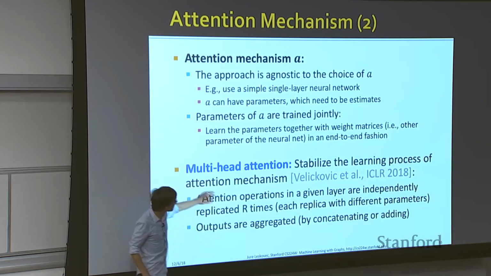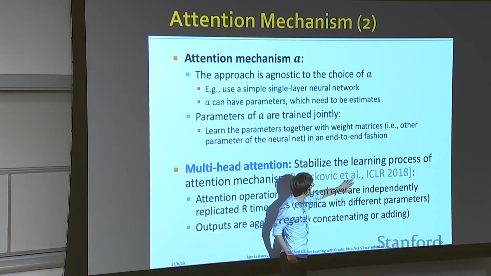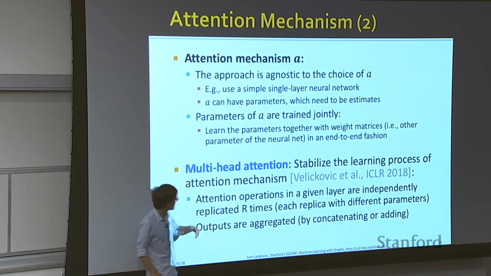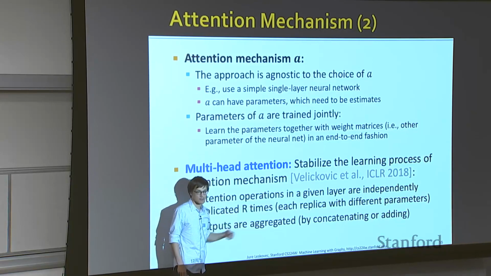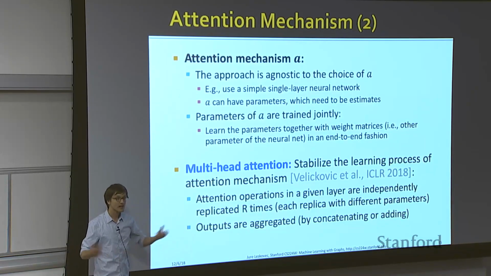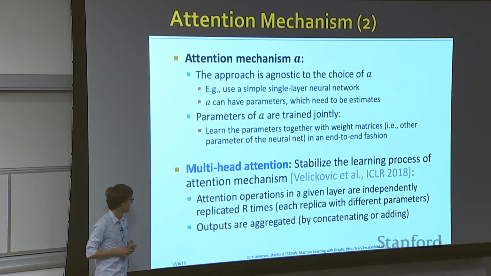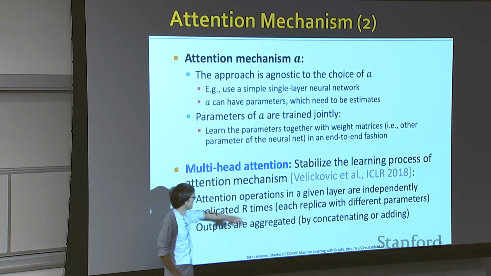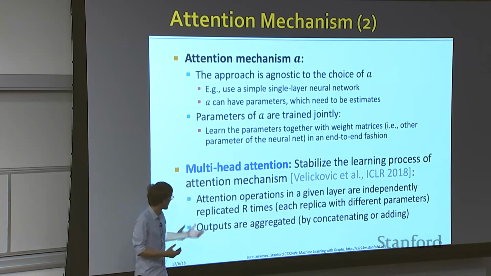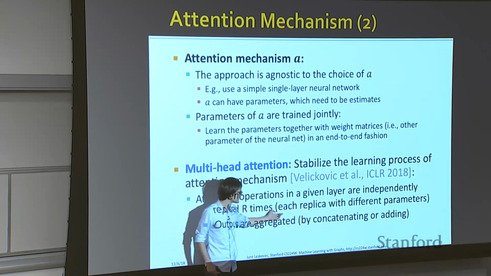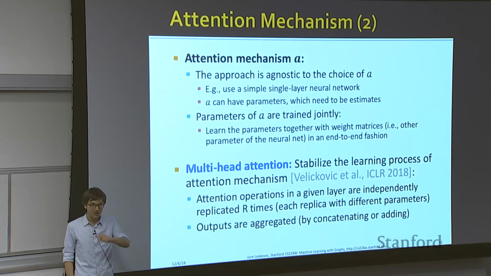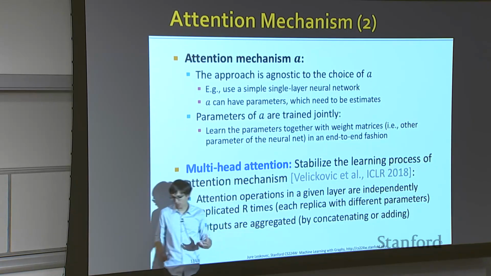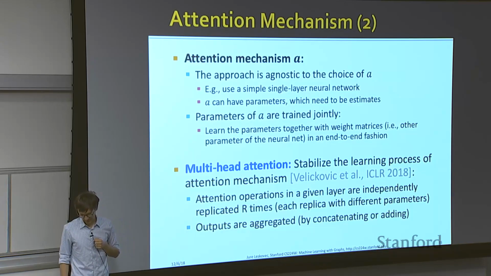And for example, the paper from ICLR last year by Velickovic showed that you can even do multi-head attention, where the idea is that for every edge, you will learn R different weights and then attend over all these R weights at the same time. So essentially what this means is that to stabilize the learning process of the attention mechanism, attention operations in a given layer are independently replicated R times. In some sense, we are learning capital R different attention weights for each edge, and then the outputs are aggregated or concatenated across these R different functions.